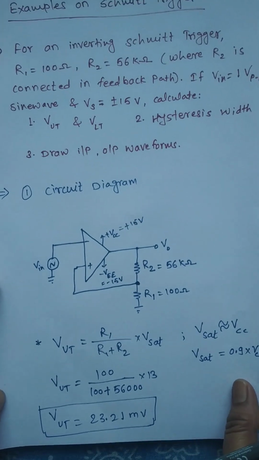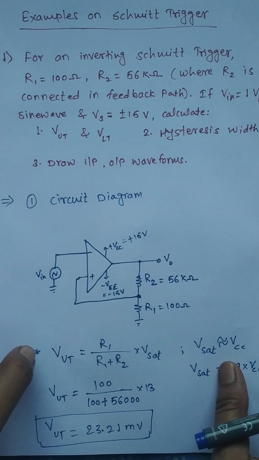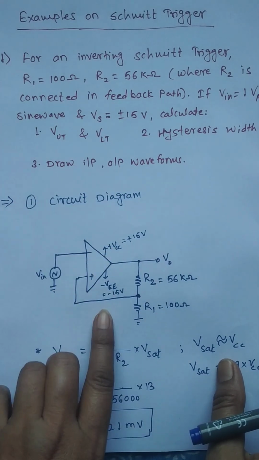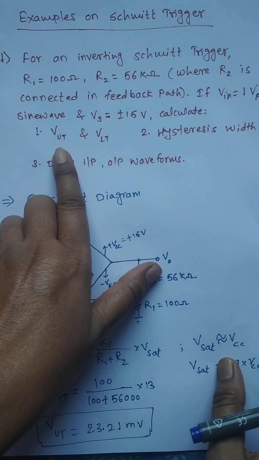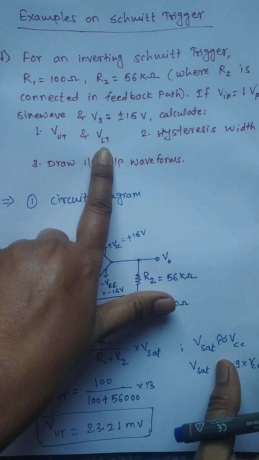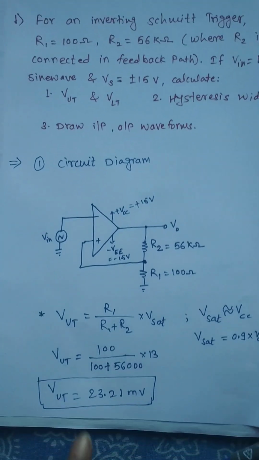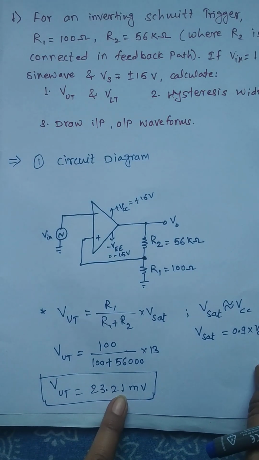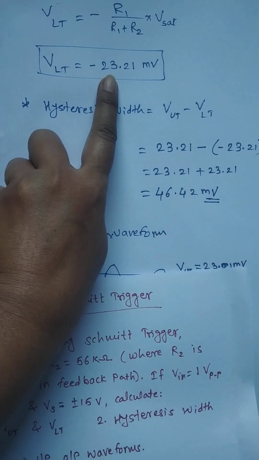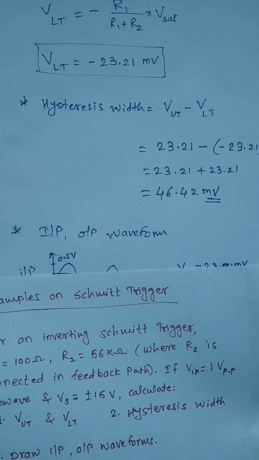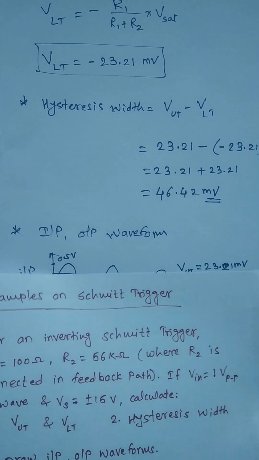Once again, you take the recap. In the example, values of R1 and R2 are given. Supply voltage is given. Supply voltage is nothing but plus VCC and minus VEE, and we were asked to find out upper threshold and lower threshold value and hysteresis width. Now if you have observed, we obtained VUT as 23.21 millivolt and VLT as minus 23.21 millivolt. That is, VUT and VLT values are the same. So it is called a symmetrical Schmitt trigger.